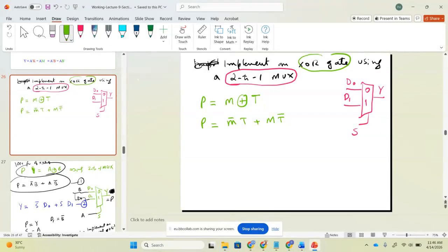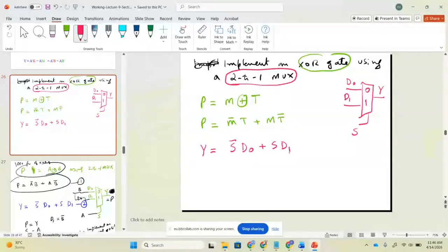Any question? Can anyone tell me the expression for Y? Please remember, I'm now using the red color and the green color. What will be the expression for Y? We covered it. Y is S bar D0 plus S D1.